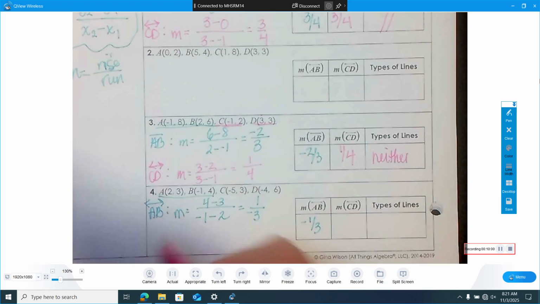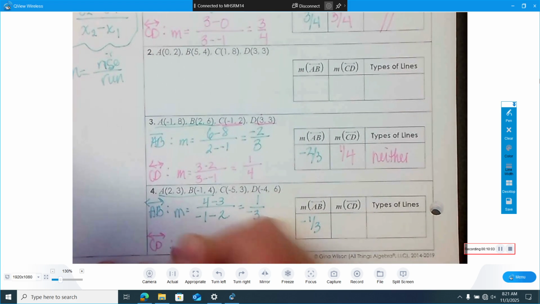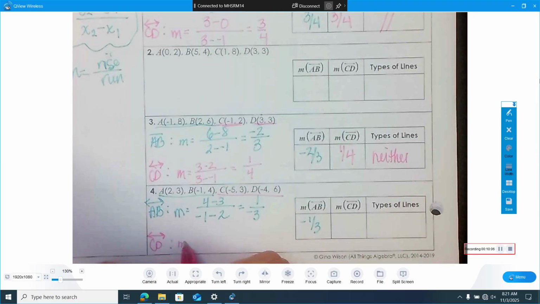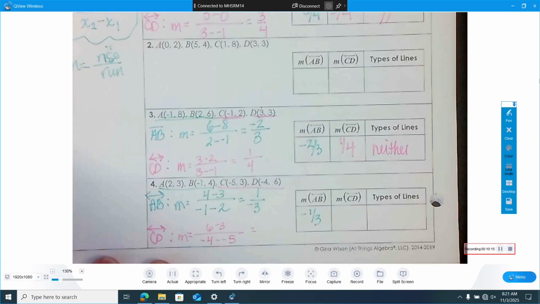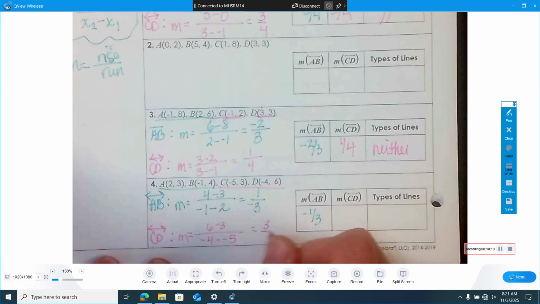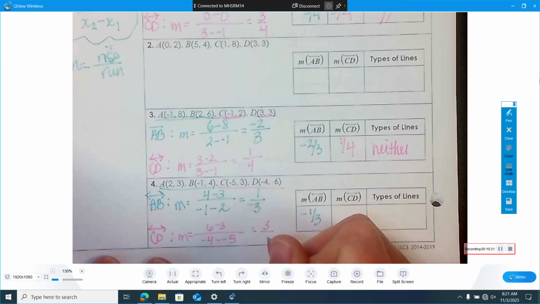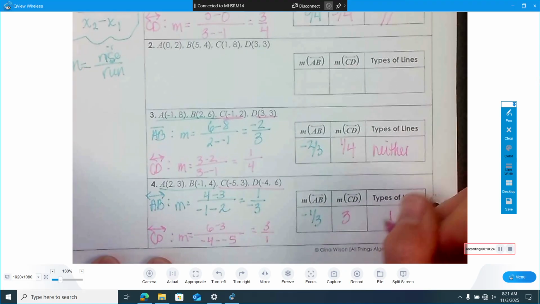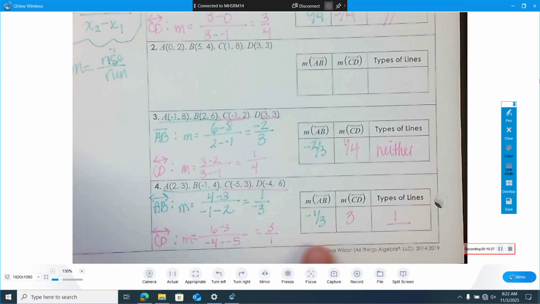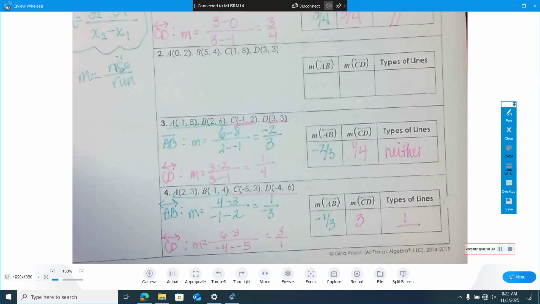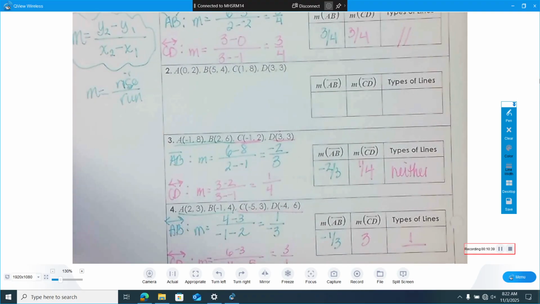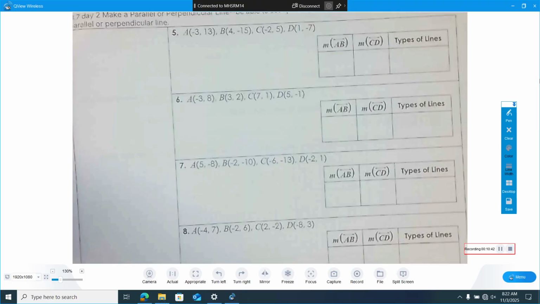All right, and then we have C and D. So using points C and D, my slope would be 6 minus 3 over -4 minus a -5. 6 minus 3 is 3. -4 plus 5 becomes 1. All right. There's perpendicular. Opposite reciprocal. Change the sign and flip your fraction. You've got a match. So that is perpendicular. Okay, questions on those? Good so far? All right.